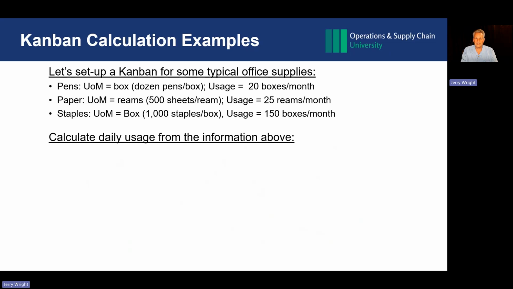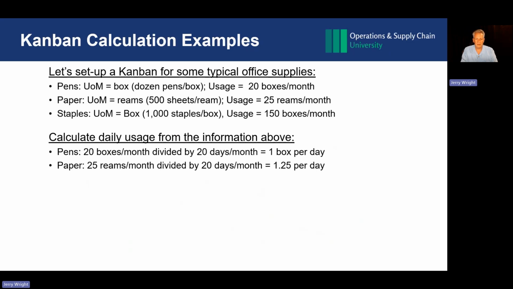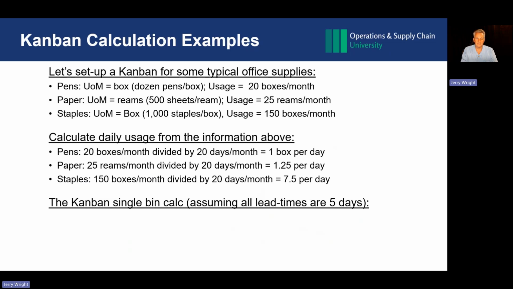Now I need to calculate daily usage from the above information. My pens, I have 20 boxes a month divided by, say, 20 days in a month. I need one box per day. Papers, 25 reams in a month divided by 20 days in a month. I need 1.25 reams per day. Staples, I have 150 boxes per month divided by 20 days. I need 7.5 boxes per day. Apparently, we're using a lot of staples.